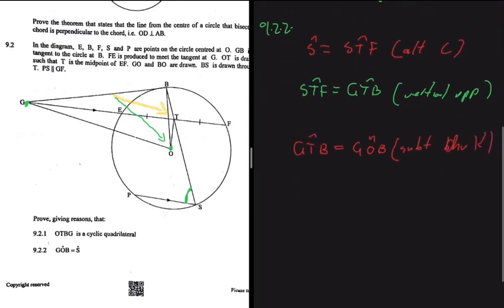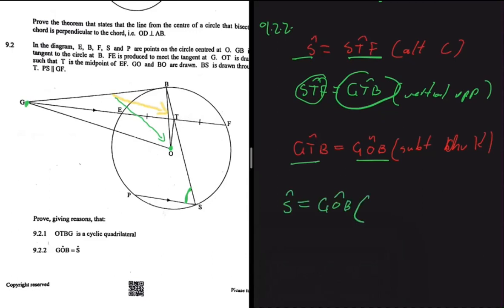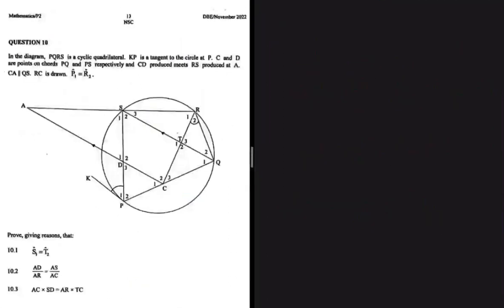So now you can see that we're saying that GOB is equals to GTB, and here we say that S is equals to STF, but STF is equals to GTB. So now we can say that angle S is equals to angle GOB. Why are we saying that? They are all equals to angle GTB. Let's see what's happening here.